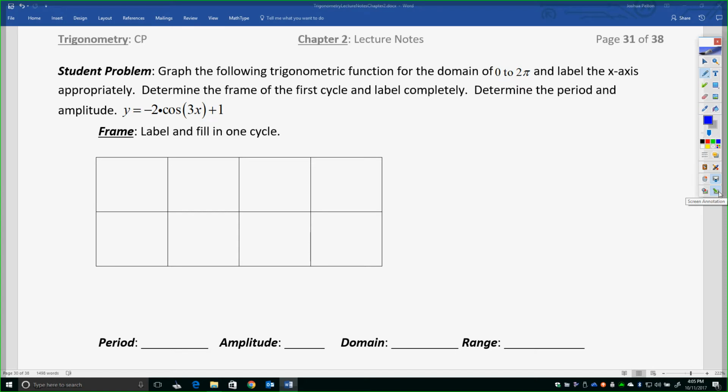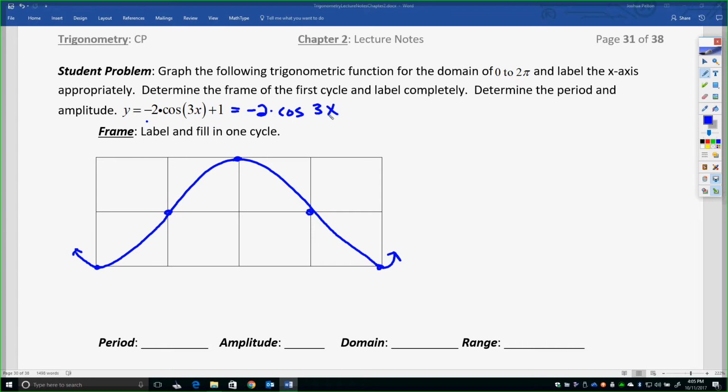Okay, the next graph is a cosine graph, but the key here is this one's negative, so therefore it's going to be an upside down cosine. So we'll draw our cosine, but this cosine is in fact upside down. Because every positive value becomes negative, every negative value becomes positive, and 0 still stays at 0. Okay, so we'll rewrite this function here. So this is negative 2 times cosine of 3x minus 0 plus 1. So we have all the values in there. So a is negative 2, b is 3, c is 0, and d is 1.